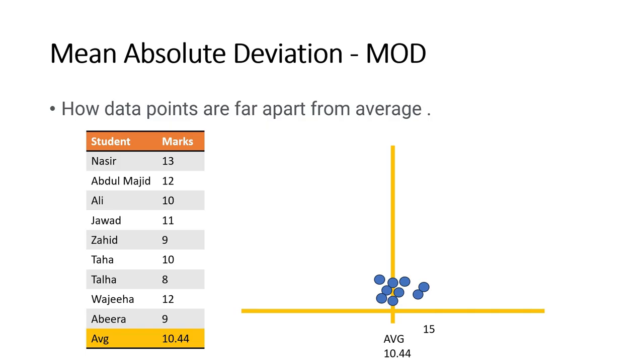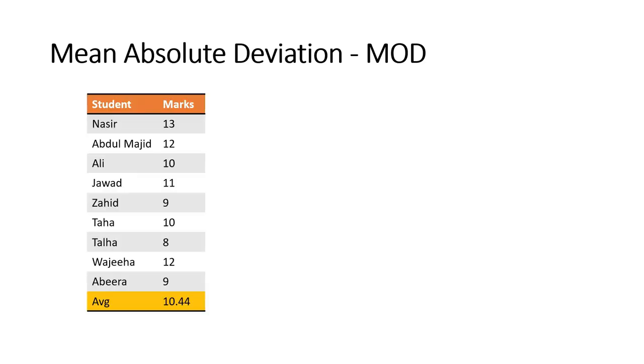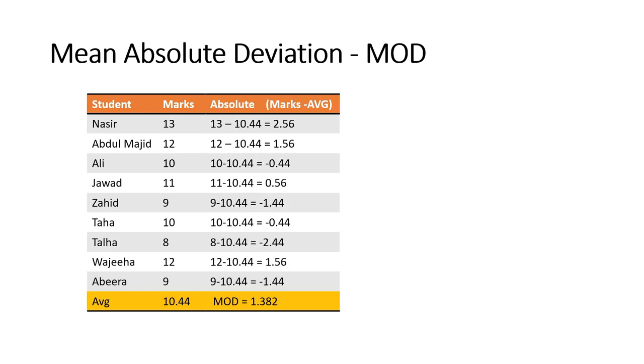So now what is the mean absolute deviation or MAD? For example, this is our initial data set. To calculate the MAD, this is very simple. We already calculated the average, that is 10.44. Now for each data point we will take the marks minus the average. For example, we will check how far apart Nasir's marks are with respect to the average. So 13 minus 10.44, that is the average. So basically we subtract the average from all these values.